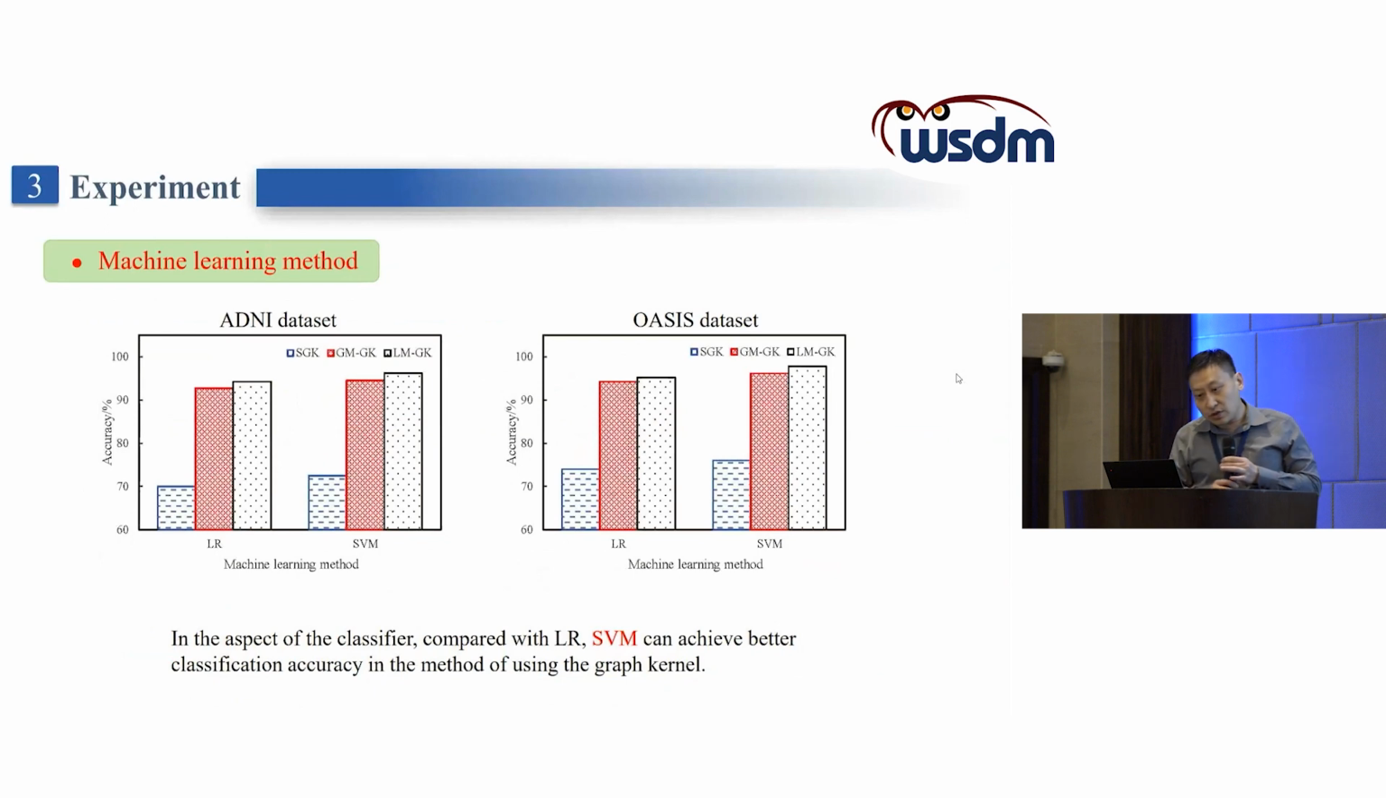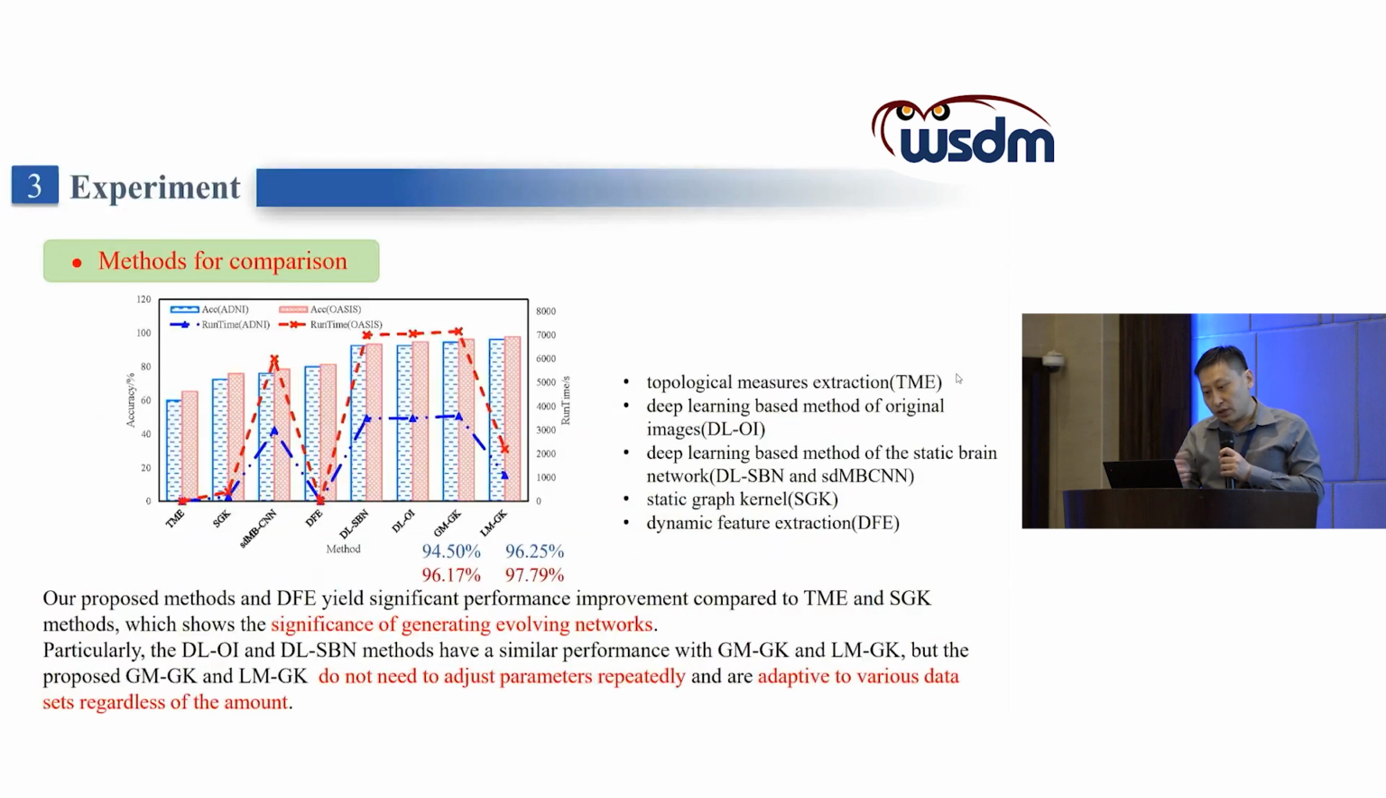With our method, we pair it with machine learning classifiers. One is logistic regression and the other is SVM. Because SVM is more complicated than LR, it is expected that SVM gives a better accuracy. We can also compare with different methods. We compare TME, topological measure extraction, and we also compare dynamic feature extraction. You see that for these two, our method has a significant increase. You can refer to the paper for more detailed analysis.